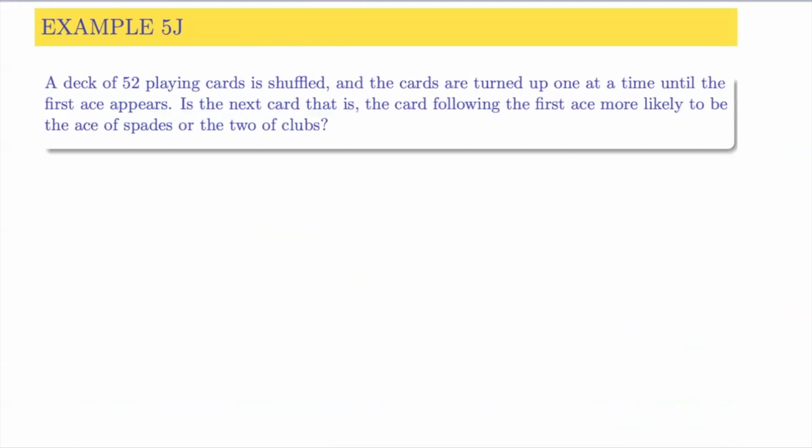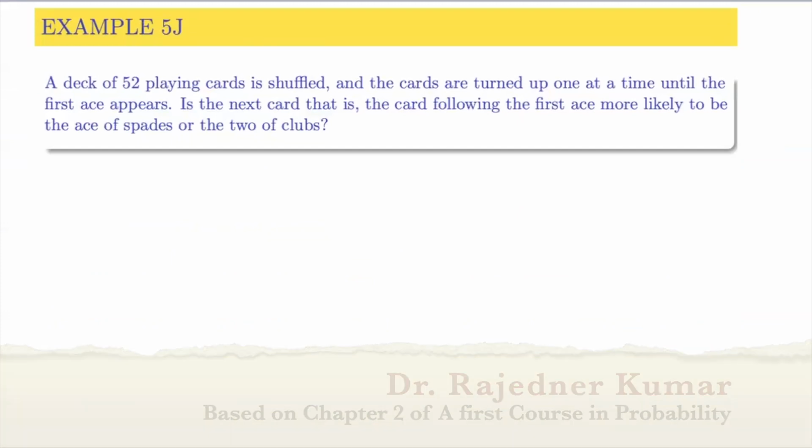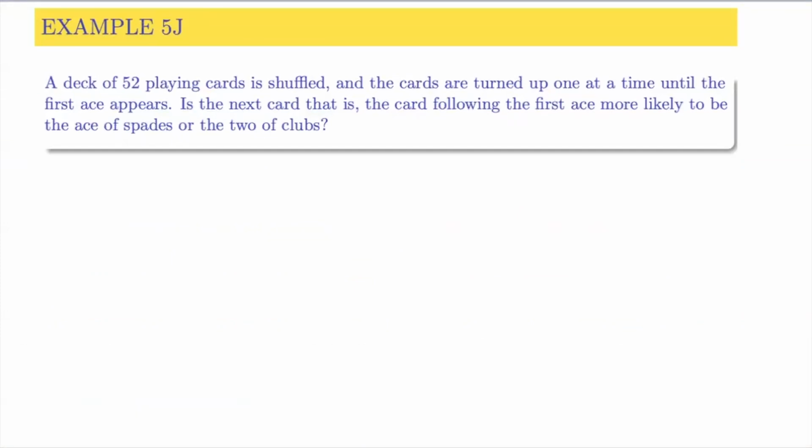Next question, just have a look at the next question. A deck of 52 playing cards is shuffled and the cards are turned up one at a time until the first ace appears. Is the card following the first ace more likely to be the ace of spades or the 2 of clubs? Here 2 stands for the denomination. The card is the 2 of clubs.